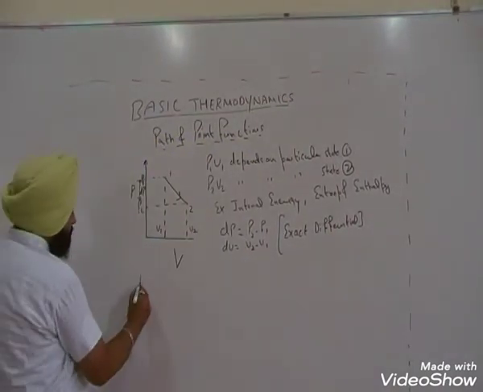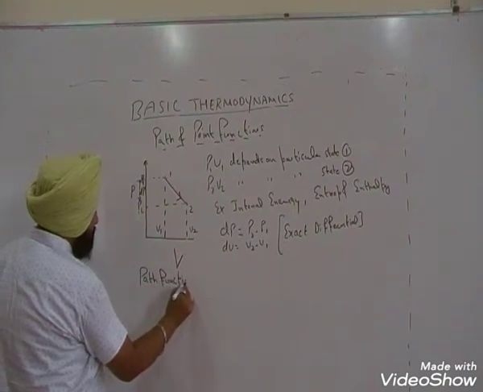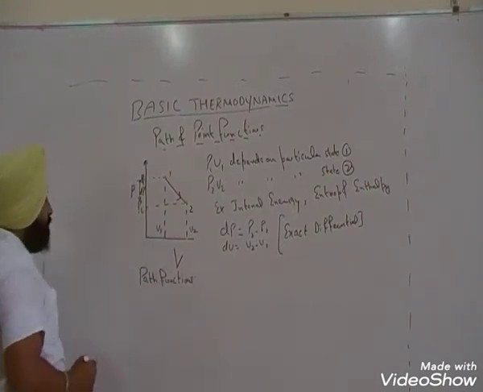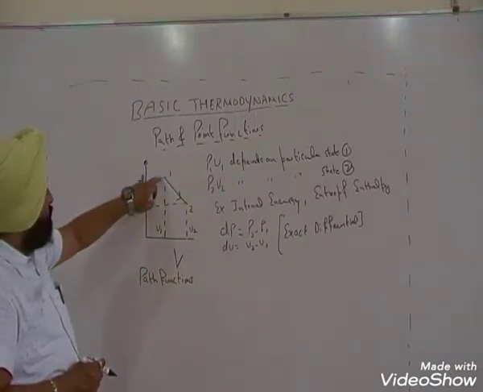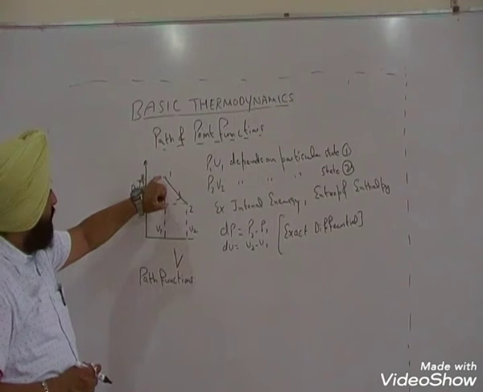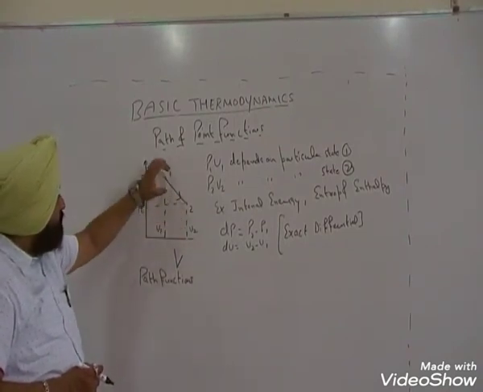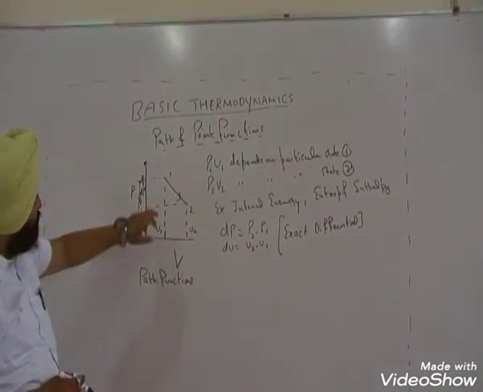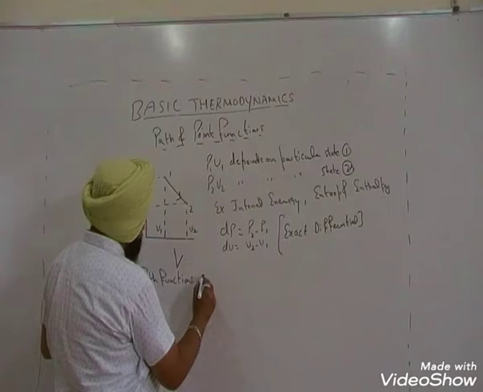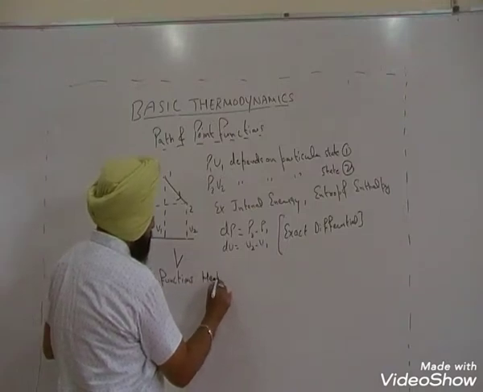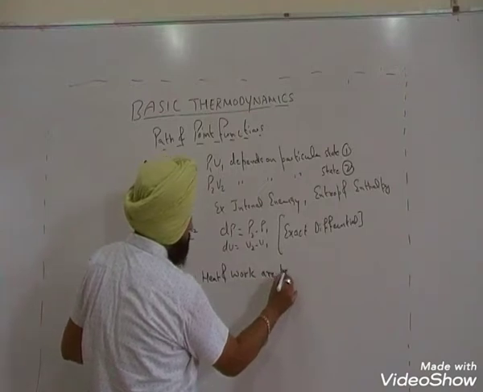Path functions. The path functions are those which depend on the particular path taken by a system. As the process is moving from 1 to 2, it has adopted a particular path. So the path adopted by a particular process is known as the path function. Examples: heat and work are path functions.